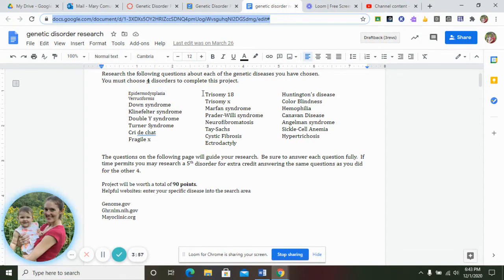Neurofibromatosis is one of those that you're not going to want to look pictures up about if you are squeamish. Tumors are going to form throughout your body. Tay-Sachs disorder is a progressive neurological disorder, so you'll have some issues with your brain. Cystic fibrosis produces thick mucus resulting in respiratory infections. Ectrodactyly is also known as the lobster claw hand, so their fingers may be fused together in like a lobster claw form. Huntington's disease is the degeneration of brain cells. Color blindness makes seeing color difficult.